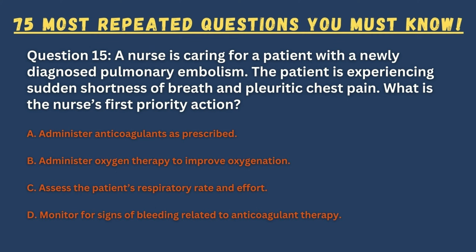The patient is experiencing sudden shortness of breath and pleuritic chest pain. What is the nurse's first priority action? A. Administer anticoagulants as prescribed. B. Administer oxygen therapy to improve oxygenation. C. Assess the patient's respiratory rate and effort. D. Monitor for signs of bleeding related to anticoagulant therapy.